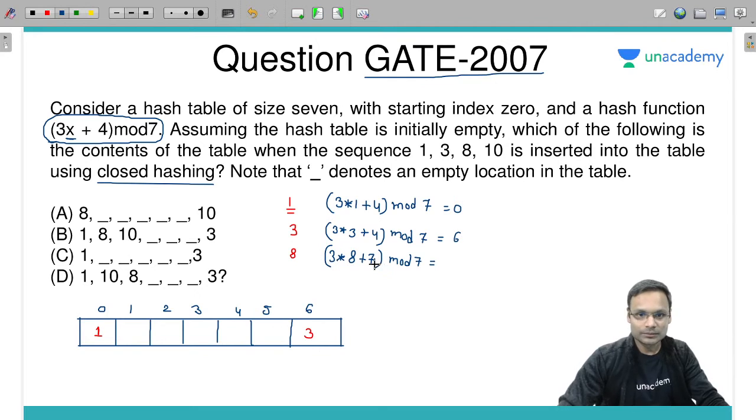3 into 8, 24 plus 4. Okay, not 7. Sorry, my bad here. It's plus 4, not 8 plus 4. 28 mod 7 is 0. But just because 0 is preoccupied, we will go for another location. 0 plus 1, 1. At location 1, we will insert the key value 8.